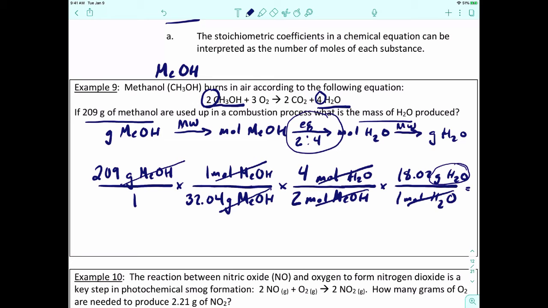The only thing that could trip us up now is if we make a math error. All right, but let's try this out. If you take 209 times 4 times 18.02 divided by the product of 32.04 times 2, the number I get should be 235 grams of water. All right, and so there is your answer to that problem.